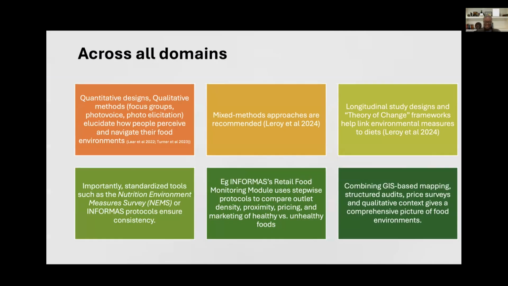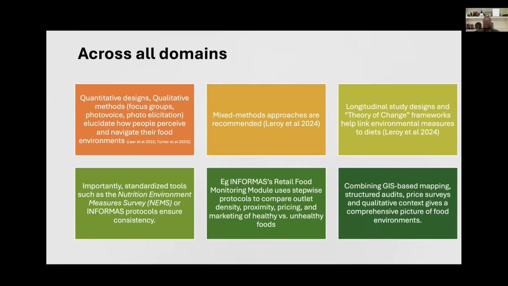So you can use quantitative designs, you can use qualitative designs, focus group discussions, photo voice that Professor Holfer talked about, but also photo elicitations. And these help elucidate how people engage with their food environment or perceive and navigate their food environment. You can use mixed method approaches, longitudinal even studies that are driven by theory. So theory of change frameworks are used. Things can get really complex in the approaches that we use to study food environment.